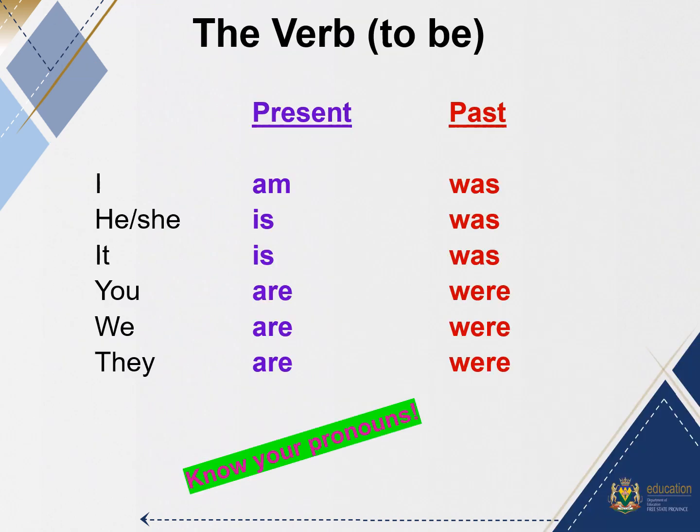Now, this is the important part. If you do not know your pronouns, you can't answer these questions, because you need to know that the man is he. And here we have our present tense verb to be and our past tense verb to be. So I would say I am. In the past it is I was. She is, she was. It is, it was. And then you, we, and they take were. Know your pronouns, or you might not get it right to use the correct form of the verb.